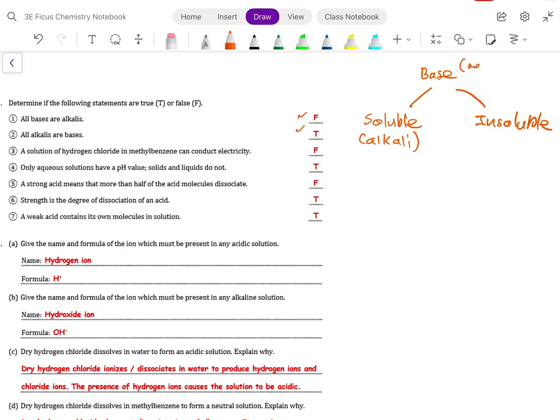Anyway, bases are all metal oxides or hydroxides. I hope you can at least know what a base is, because it's quite sad that after a while you don't know what a base is when people ask you.